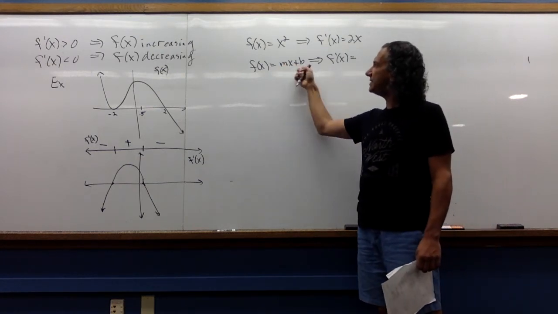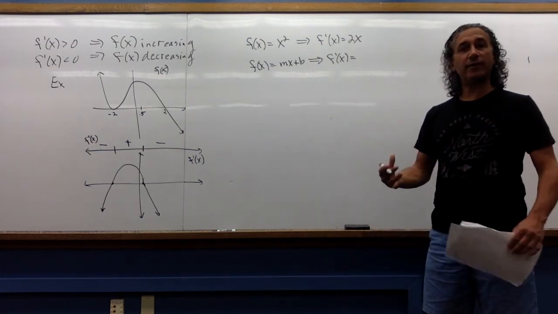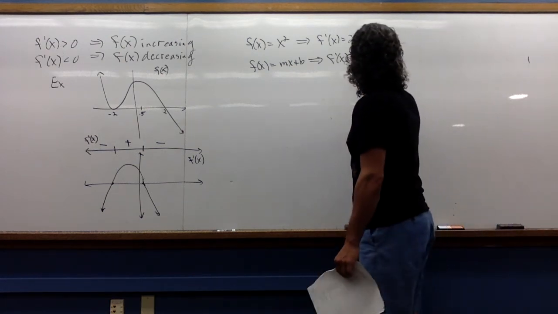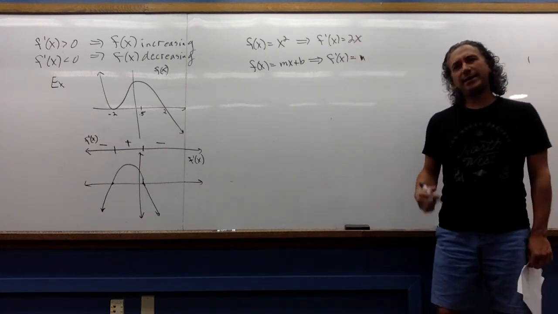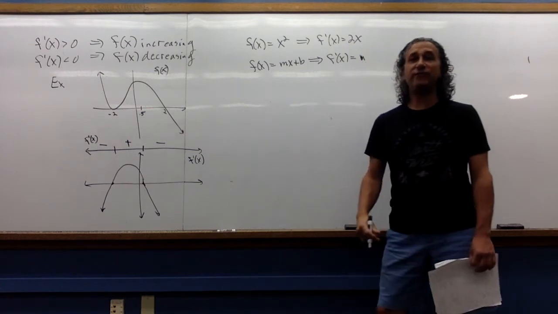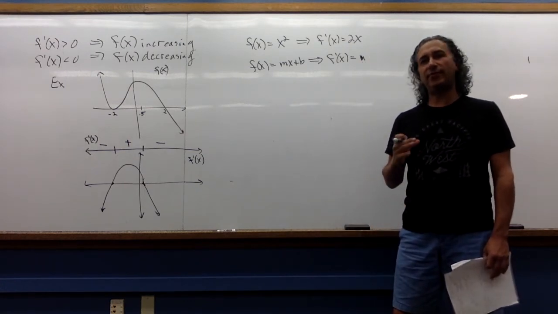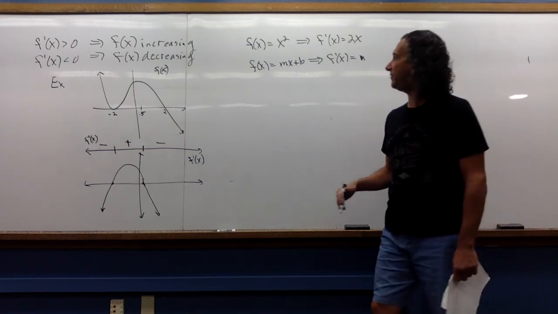Well, hopefully you said this guy's a line, right? It has slope m, and it has slope m everywhere, so that's what the derivative is. So I just kind of thought that through, but I want to show you guys how I would do that if I use the formal definition of the derivative. So that's what that limit thing is. It's the definition of the derivative.